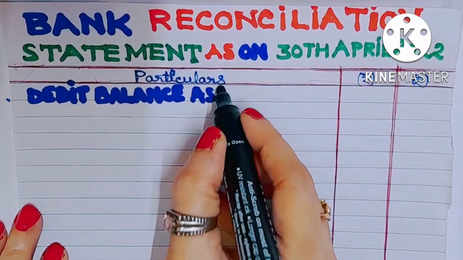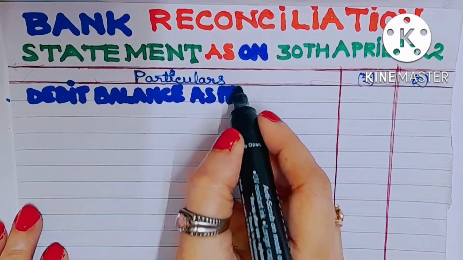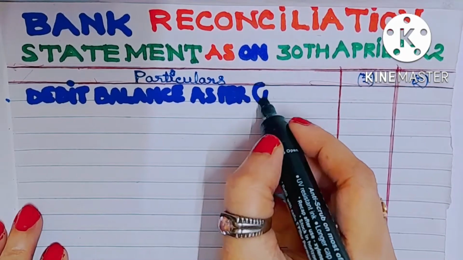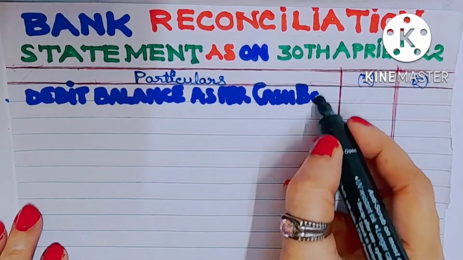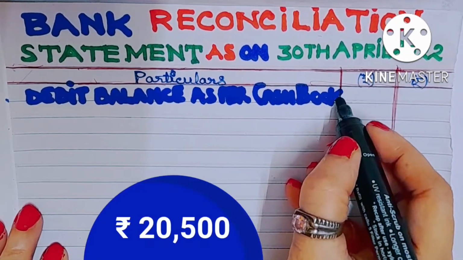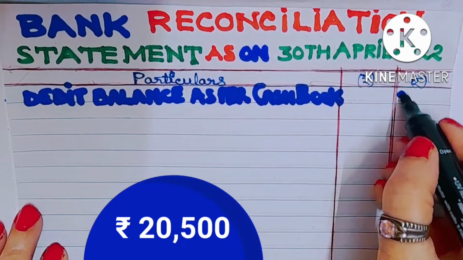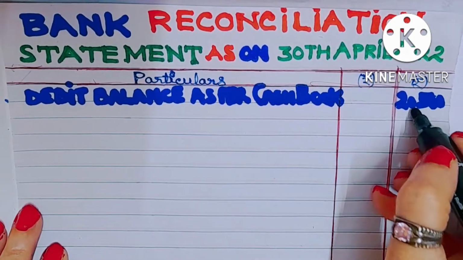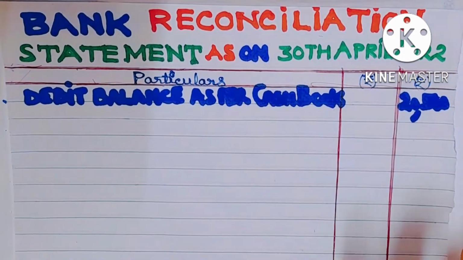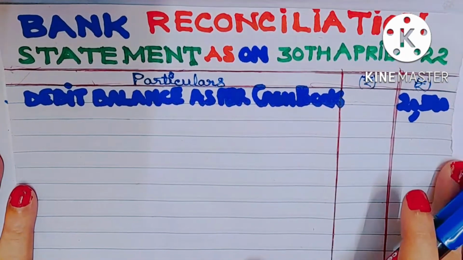as per cash book, how much? 20,500. Okay? Now let's see the next transaction.